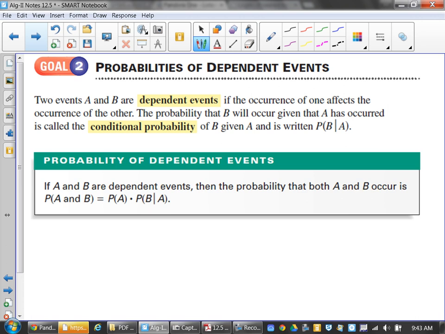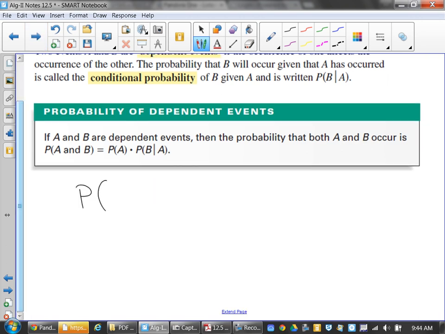Given that. For example, what is the probability that I'm going to flip over a 3? 1 out of 52. Oh, wait, 4 out of 52. So the probability that I flip over a 2, and then I don't put it back in the deck. Then I want to get the probability of a 4. So then you have 4 out of 51.